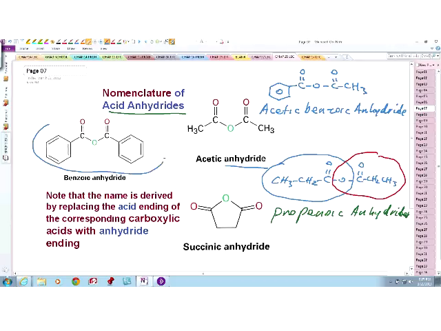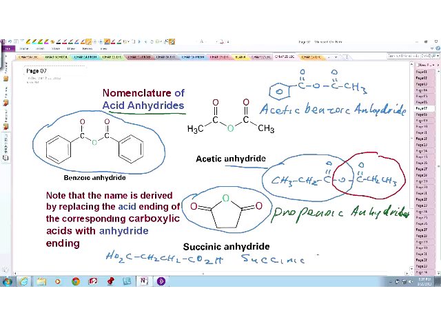Of course, you can see here, in this molecule, we call this benzoic anhydride because both parts of the anhydride are derived from the corresponding carboxylic acid, benzoic acid. Now, in the case of this molecule here, which is a cyclic anhydride, it is derived from succinic acid, which is this here. One, two, three, four. That will be derived from this here. This molecule is called succinic acid.